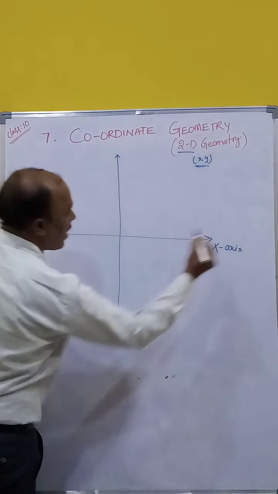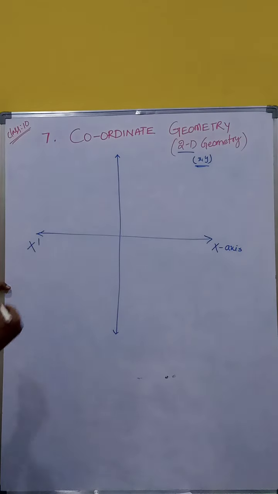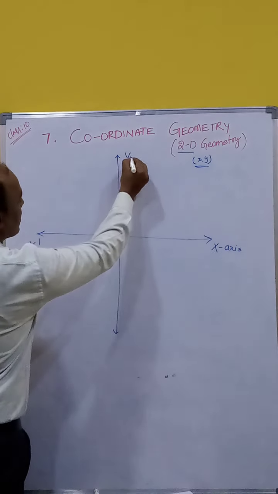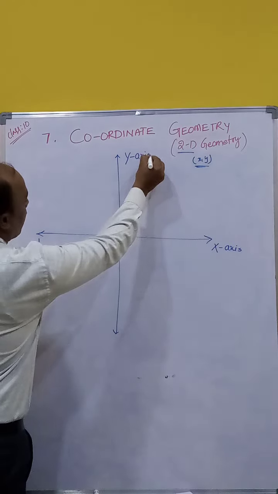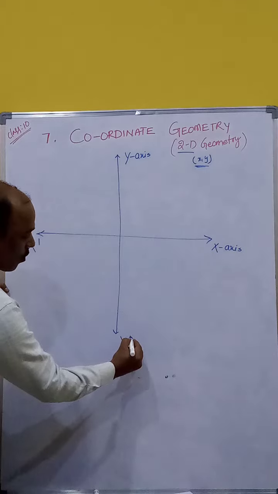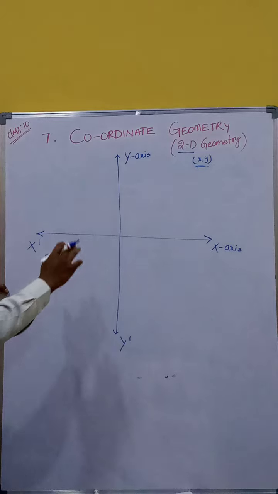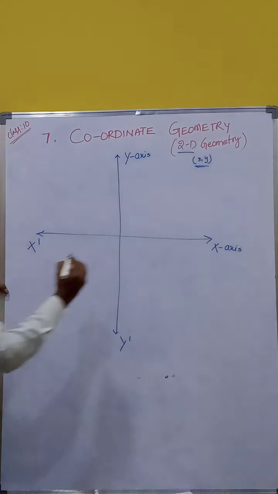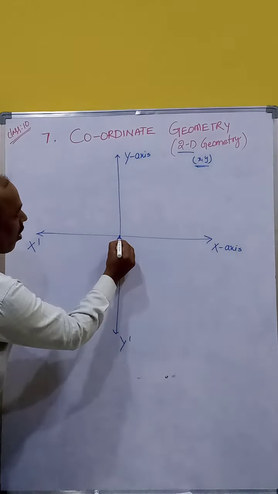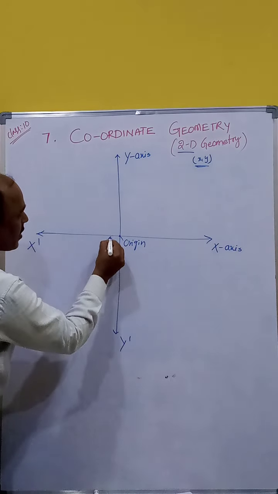This side we can write as x dash. Now the vertical line is called the y-axis, and this side is y dash. The point where these two axes, x-axis and y-axis, intersect is called the origin. This origin is generally denoted by O.